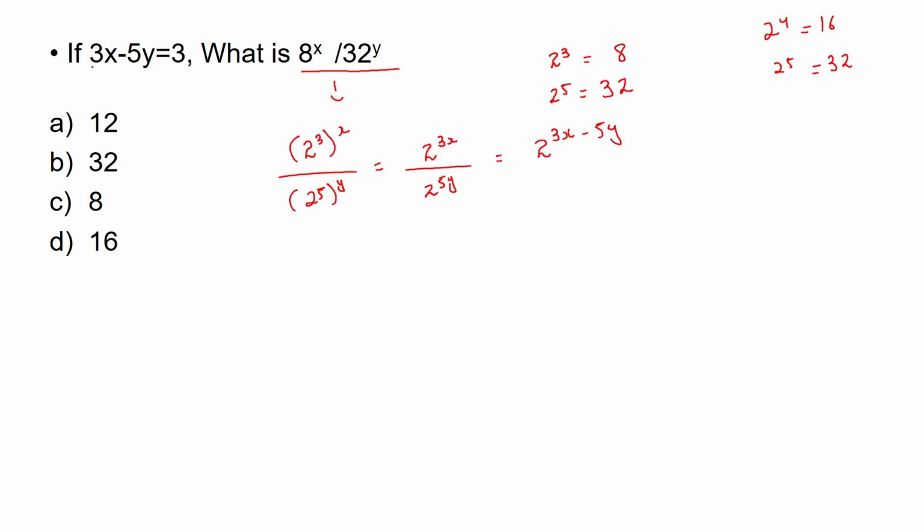Now this 3x minus 5y is given to us, which is equal to 3. I'm going to go on and put 3 over here, and 2 cubed we know that is equal to 8. The right answer for this question is 8.